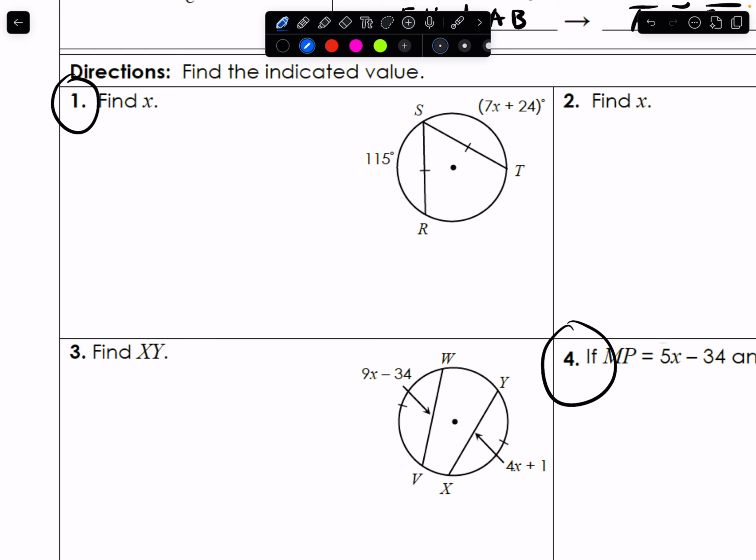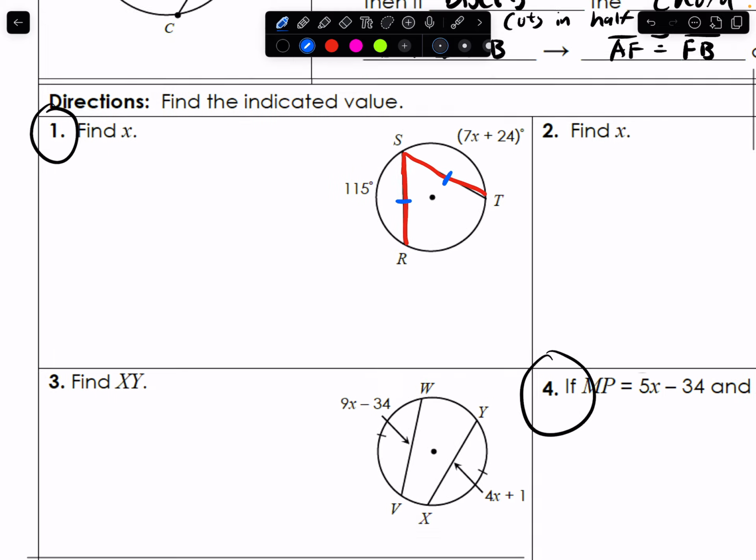Looking at this picture, let's see what we see. I see two chords. This chord, and then this chord. I also see something cool: this chord is equal to this chord. So we have two chords that are equal to each other.